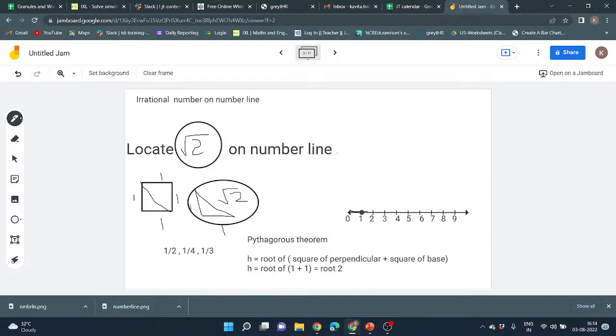So basically if 1 is here and we will again draw a right angle triangle from here, our radius would be root 2, and we will take a compass and then draw a circle. The point where it cuts the number line will be the point where root 2 would be located.